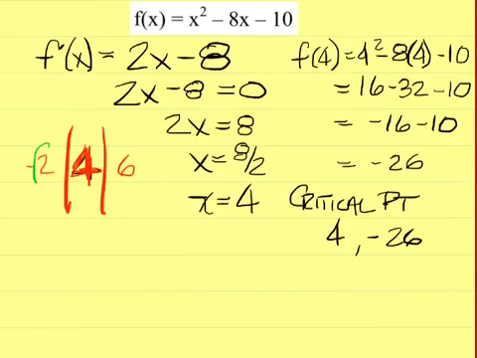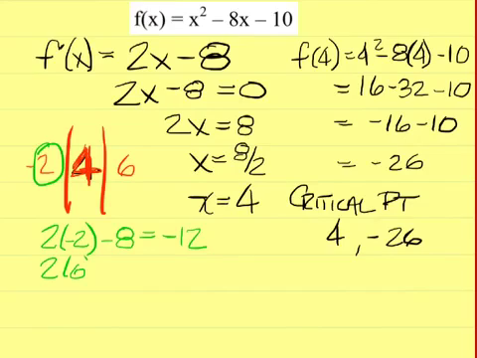So on the first part, if I put this negative 2 in for the derivative, and remember the derivative is 2x minus 8. So you'll have 2 times negative 2 minus 8, and that comes out to be negative 4 minus 8, which is negative 12. Now test the other one. 2 times 6 minus 8, and that's going to come out to be 4.